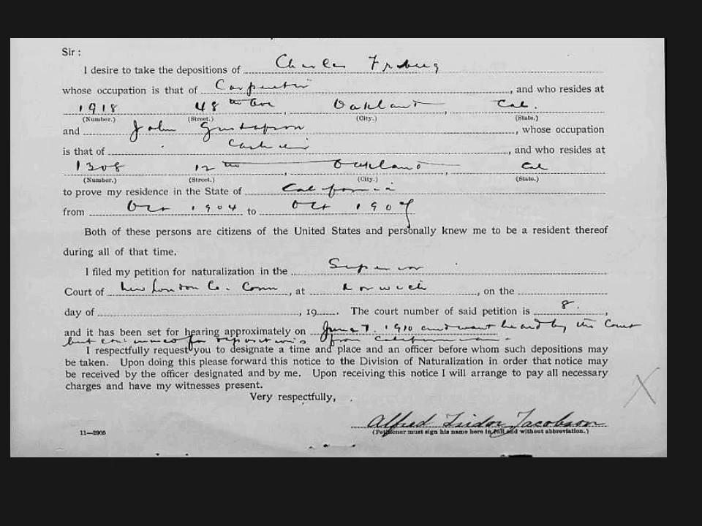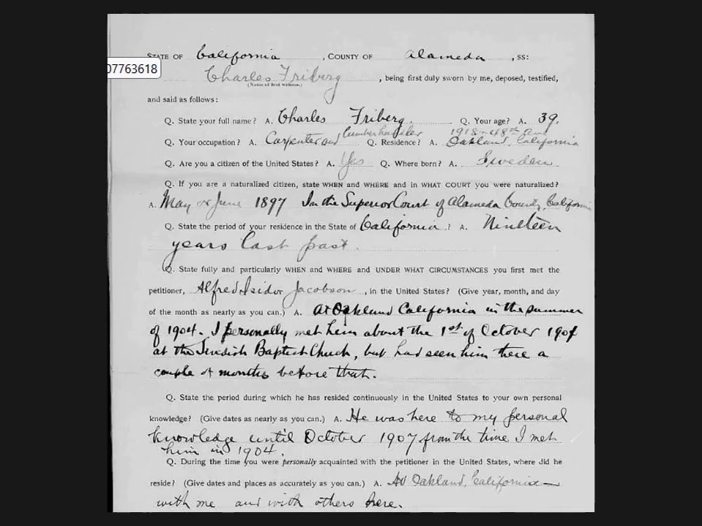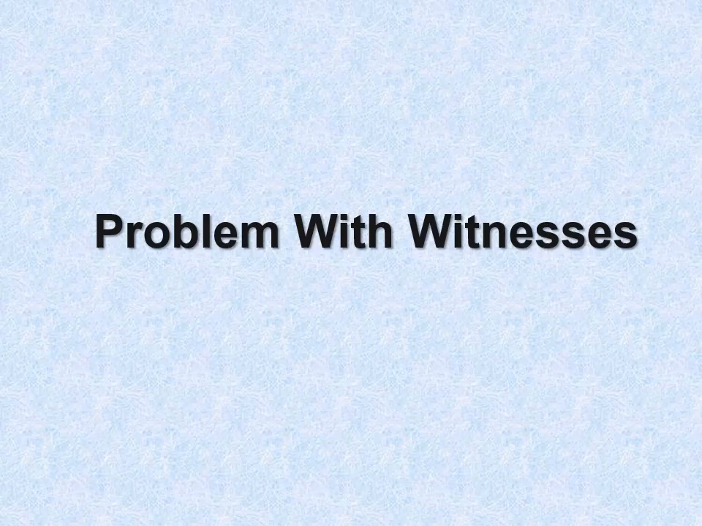Here he says to the court, I desire to take the depositions of these 2 people. I think both of them are here, Charles and it looks like John, and it's going to be done in California. And then they were asked questions. The notary was there, and there was a notarized statement. So it's very detailed in terms of these witnesses. How long have you known this person? Are you actually a citizen yourself? Etc. How often did you see the person? Etc. The witnesses are really important.